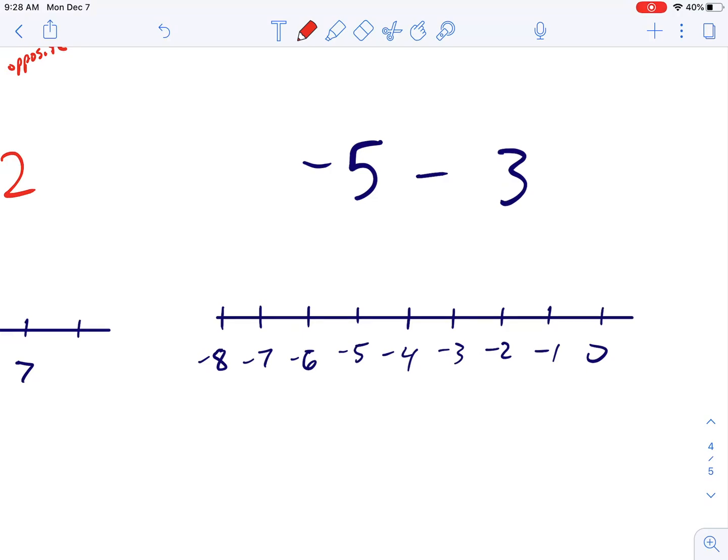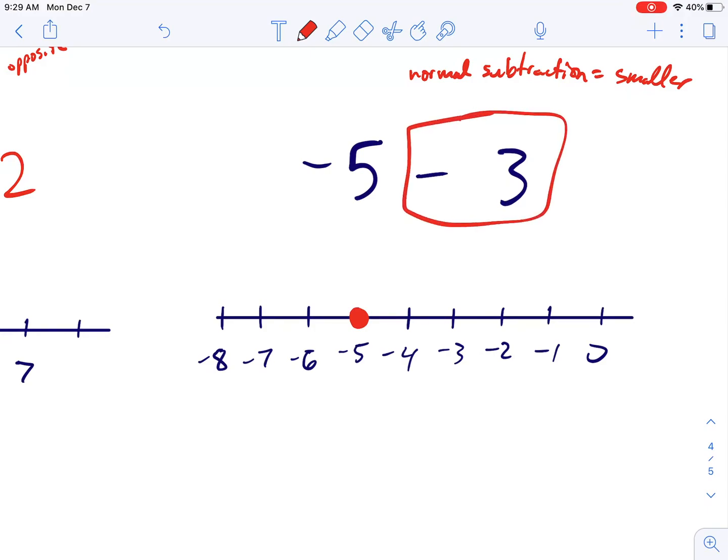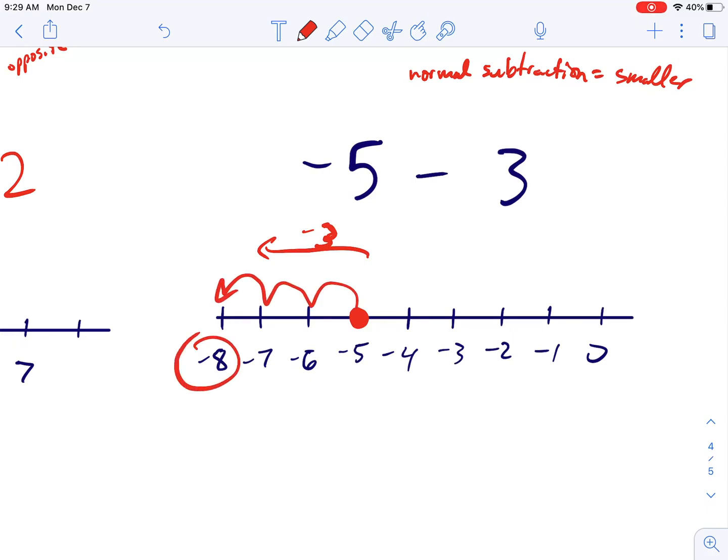All right, next we're going to start off with negative 5 minus 3. So we're going to start at our first number of negative 5. Minus 3, normal subtraction. We know that normal subtraction equals smaller. You get smaller. Like normal subtraction, what you learned in kindergarten or first grade. So you go to the left by 3. 1, 2, 3. We end up at negative 8. So our answer is negative 8.